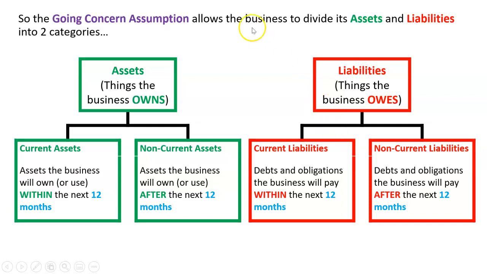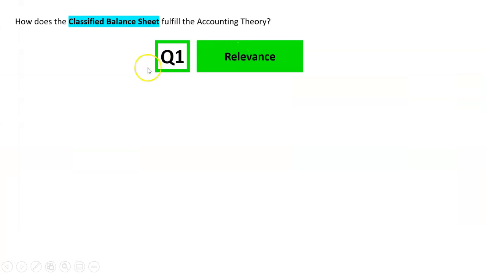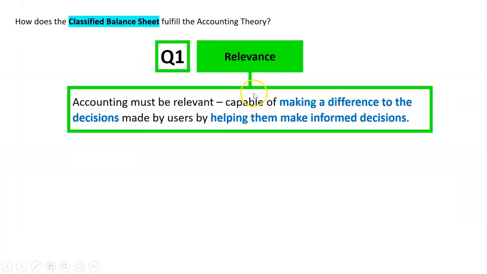So we just got to relate it now to a classified balance sheet. We'll come back to that. Let's look at this theory. This theory, qualitative characteristic number 1, was relevance. It said accounting must be relevant. It must be capable of making a difference to the decisions made by users by helping them make informed decisions. So we better come back to that.